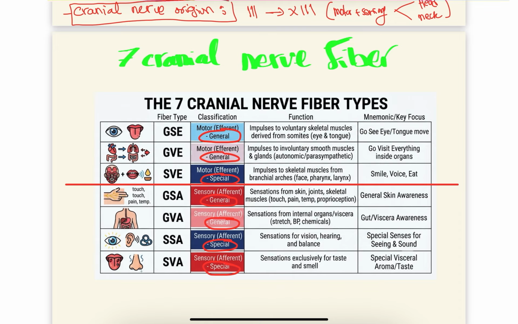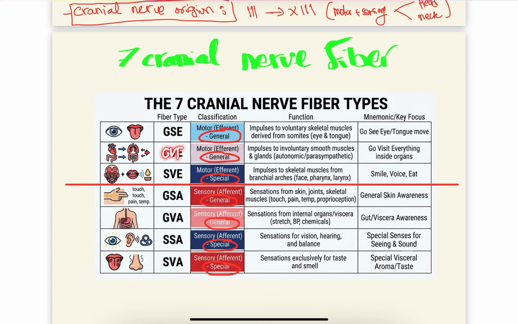So what does this mean? It's associated with the voluntary skeletal muscle that is derived from the eye and the tongue. So voluntary movement of your eye and your tongue. Okay, so again, go, see, eye, and tongue. This is how you think of it. Whenever you encounter a question talking about this type of nerve fiber, you remember the mnemonic.